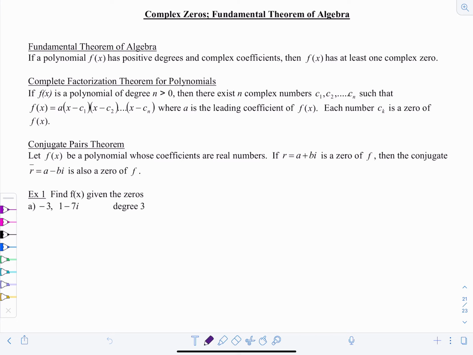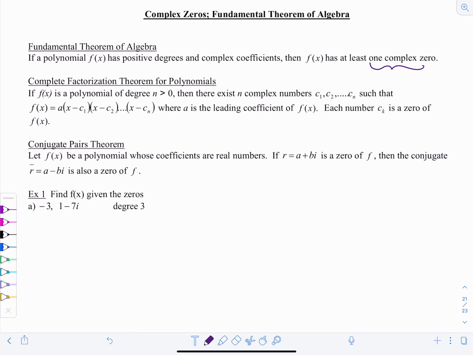So the fundamental theorem of algebra tells us if a polynomial f of x has positive degree and complex coefficients, then f of x has at least one complex zero. Complex includes real and imaginary numbers. So basically, you have a polynomial with positive degree, complex coefficients, and we don't need to stress too much about that. You have at least one zero or root either in the real or imaginary numbers. That's why we talk about them having at least one complex zero.